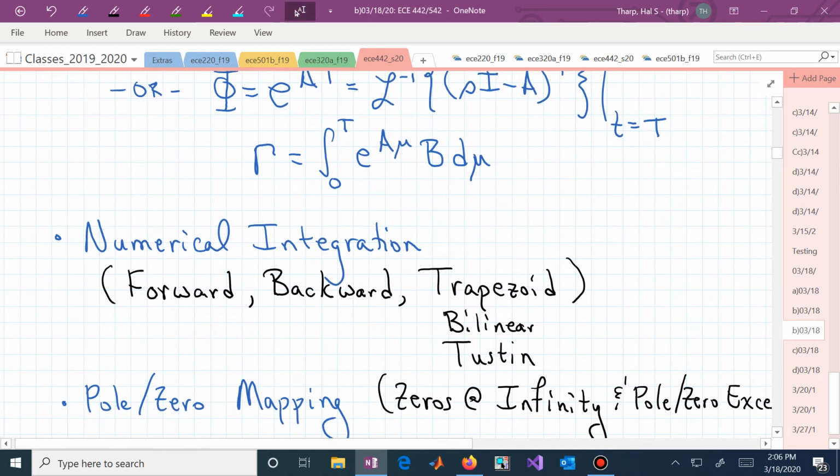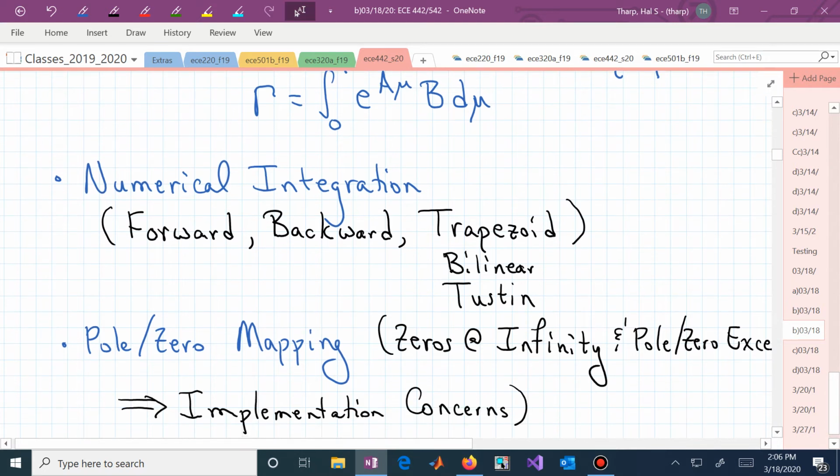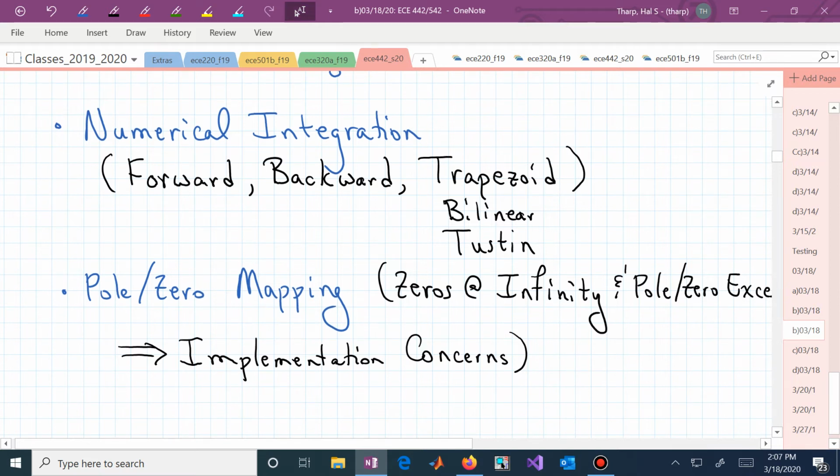You can also have the numerical integration strategies where we talked about how we add on this additional sliver of area to our overall sum. Now we have doing that looking forward from the previous time, or looking backward from the present time, or now how do we average those two time points with the trapezoidal or the bilinear or the Tustin, depending on who's naming that third property of numerical integration.